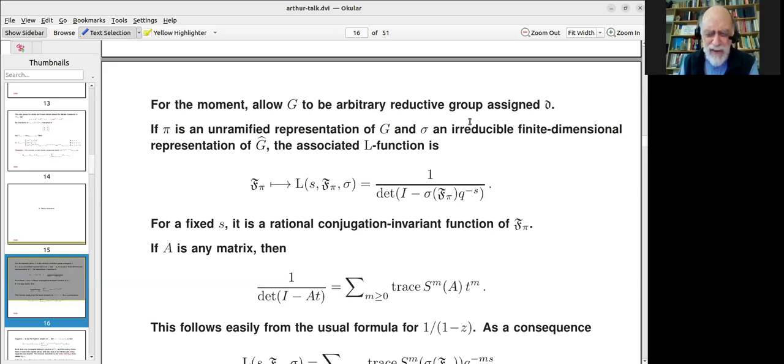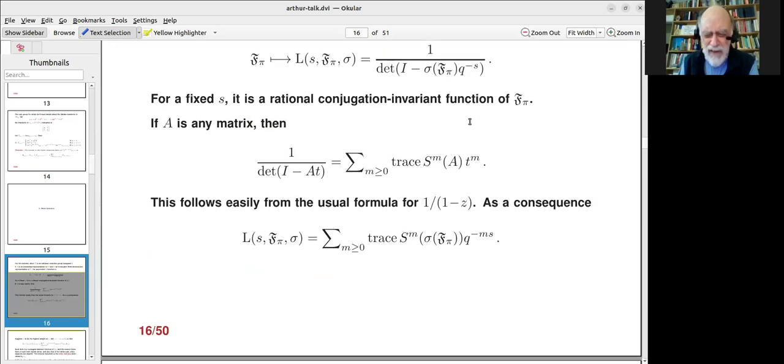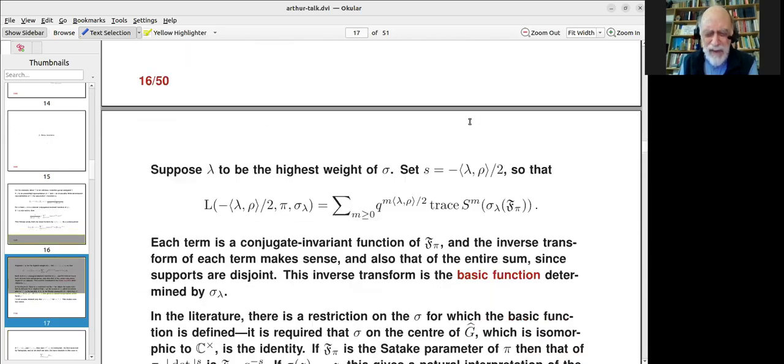For a fixed s, this is clearly conjugate invariant, but it's a rational function, not an affine function. And so it's not immediately obvious that it has an inverse Satake transform, but you can write this as a sum according to a formula often called Molien's formula. I can write this as a sum over the symmetric powers of the irreducible representation sigma. And on each one of these, I'm dealing with a function which is affine and of compact support. And so I can look at that inverse transform. And the way it works out is that you can then just take the formal sum of all those individual terms and you get a function on the group itself. So the basic function is basically what I call the inverse Satake transform of the L function, is a rough way of putting it. It doesn't tell you much about it, but that's what it is.